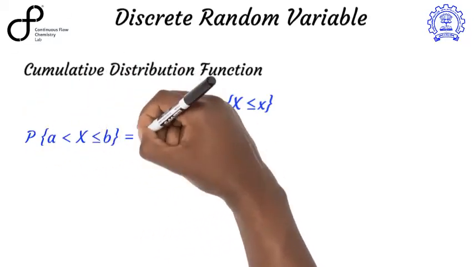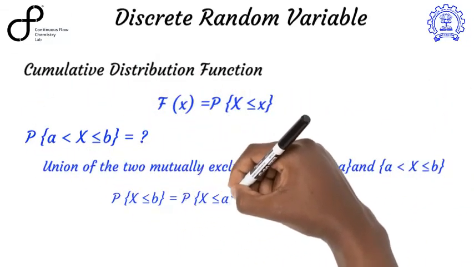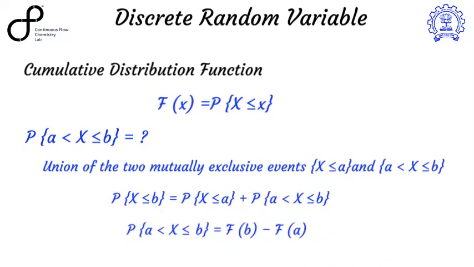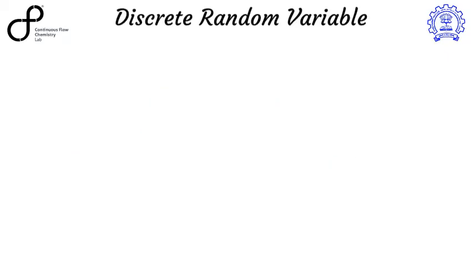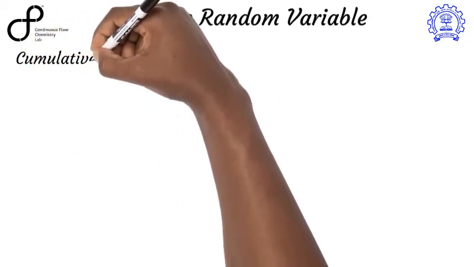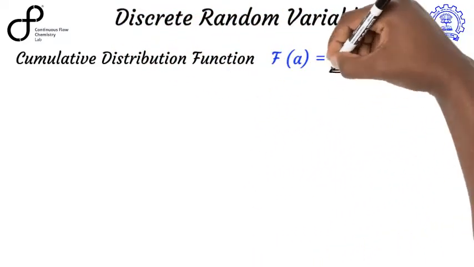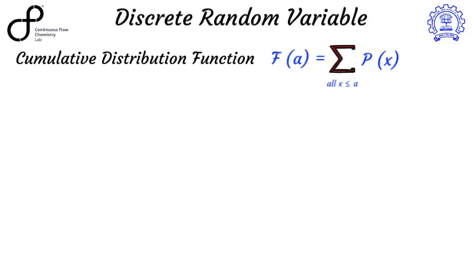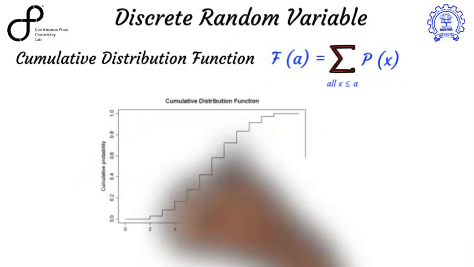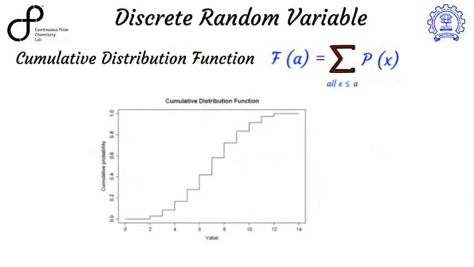For example, suppose we wanted to compute the probability of x greater than a but less than or equal to b. This can be easily computed as shown here. The cumulative distribution function F can be expressed in terms of p of x as shown here. If x is a discrete random variable, then its distribution function F is a step function as shown here. That is, the value of F is constant in the intervals, and then takes a step or jump.